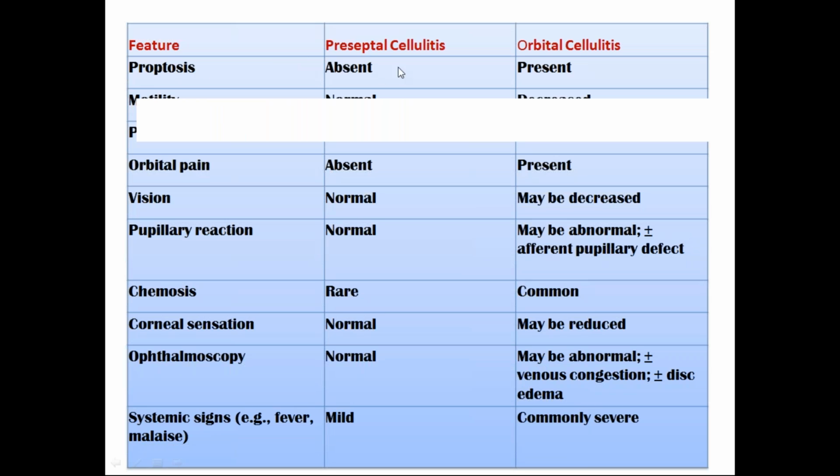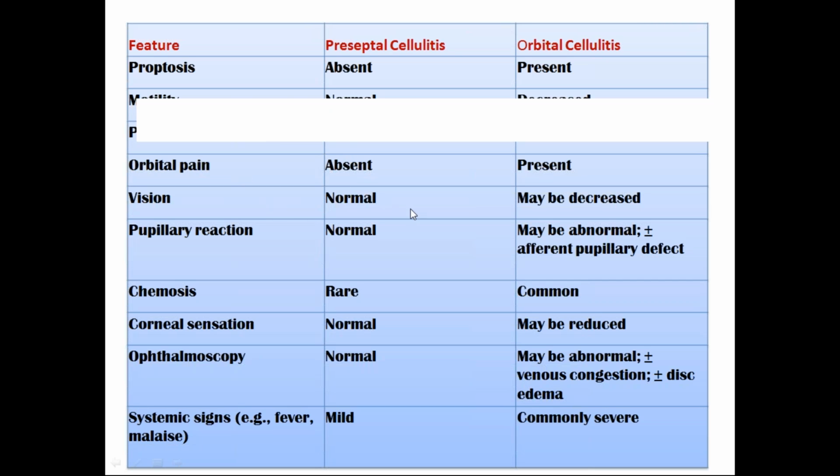You can see here preseptal cellulitis and orbital cellulitis. Proptosis will be absent in the case of preseptal cellulitis. Only the anterior subcutaneous part of the tissue is involved, whereas in the case of orbital cellulitis, there will be proptosis because the orbital contents are involved, pushing the eyeball anteriorly. Mobility is normal in the case of preseptal cellulitis. It is decreased in the case of orbital cellulitis. Orbital pain is absent in the case of preseptal cellulitis, whereas in the case of orbital cellulitis, orbital pain will be present.